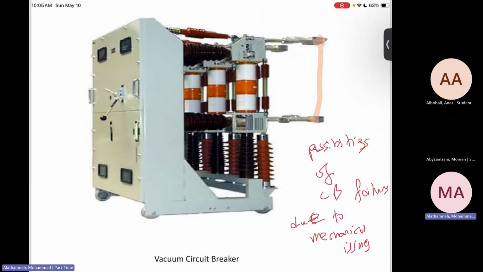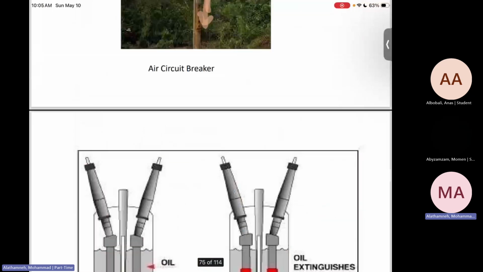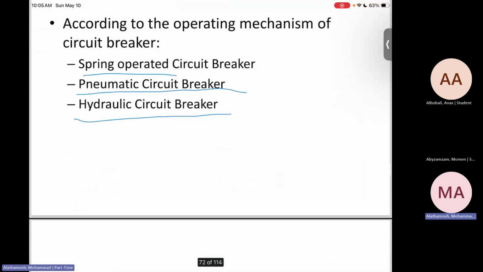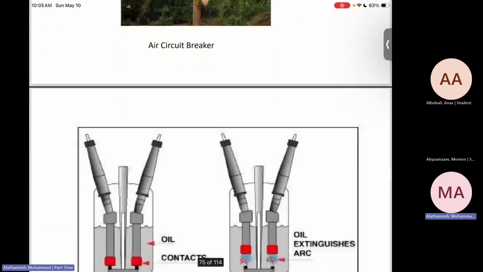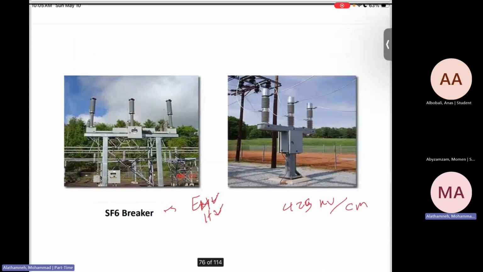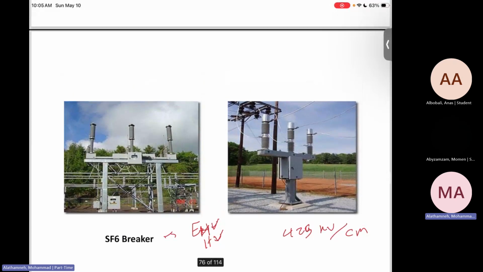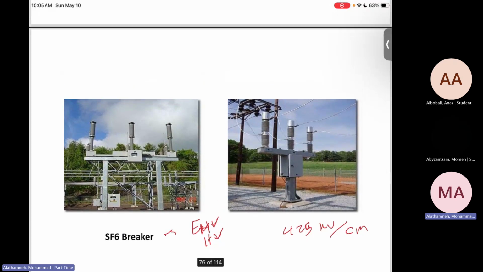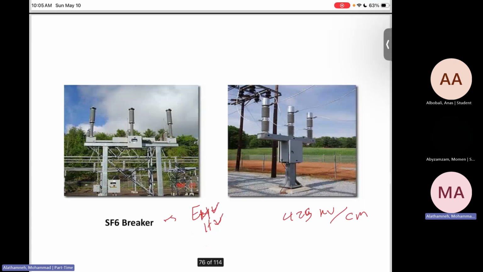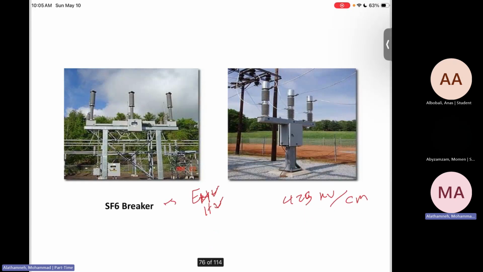Today's lecture, we will continue on the circuit breakers. In the previous lecture, we mentioned several types of circuit breakers. We mentioned that there is the oil circuit breaker. There is also the air circuit breaker, which is based on the material inside it. It can use air as the medium for cooling the arc or to absorb the arc.